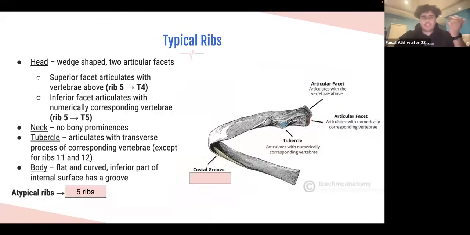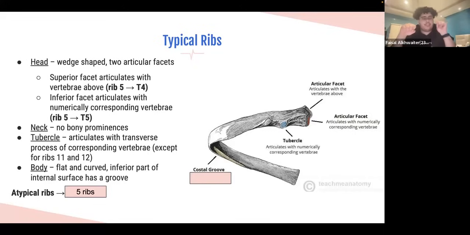So now let's go into the ribs. The ribs are usually made up of four parts: head, neck, tubercle, and body. By the way, if I'm speaking too fast or I'm not clear, please stop me. Please ask questions. I want this to be as interactive as possible. Starting with the head: the head is usually wedge-shaped, so it has two articular facets. They usually connect onto the vertebra in the back.